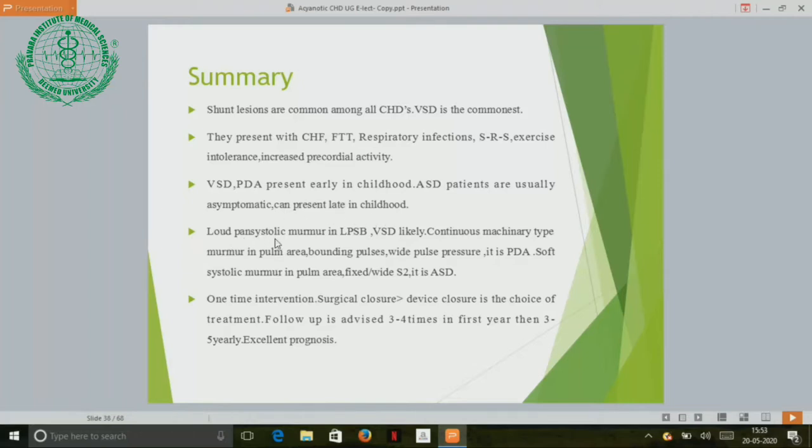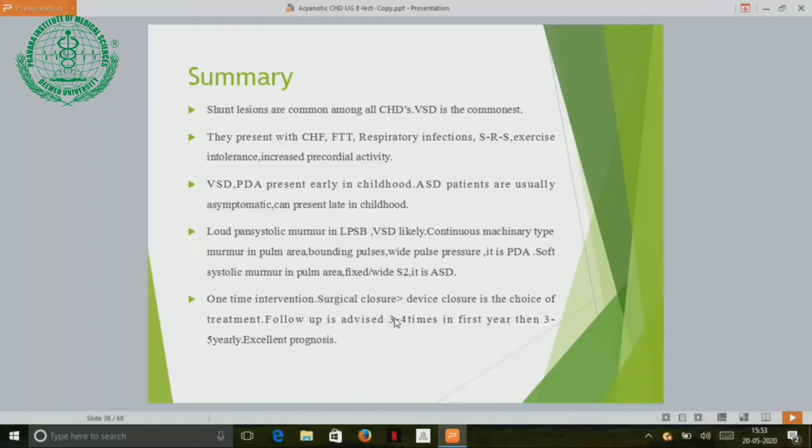On cardiovascular examination, if a loud pansystolic murmur in the left parasternal area is noted, then the diagnosis is likely VSD. If there is a continuous machinery type of murmur in the pulmonary area with bounding peripheral pulses and wide pulse pressure, the diagnosis is very obvious, it is PDA or patent ductus arteriosus. Soft systolic murmur in the pulmonary area but with a characteristic second heart sound which is fixed and wide, it is ASD. Most of these left to right shunt lesions require one time intervention.